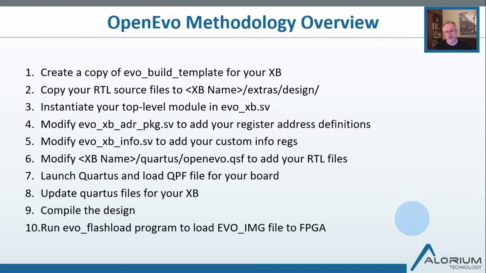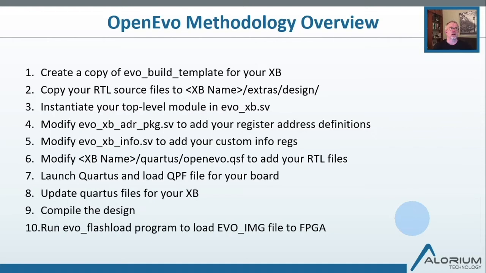Now that we've done all of our modifications, we can go in the Quartus directory, double-click on that evo.qpf file, and that'll load up Quartus and then load that project file. Since this is the first time we've run with this XP, we're going to run our OpenEvo update script, which will make sure that our XP is compatible with our Evo BSP. And then we're going to compile the design.